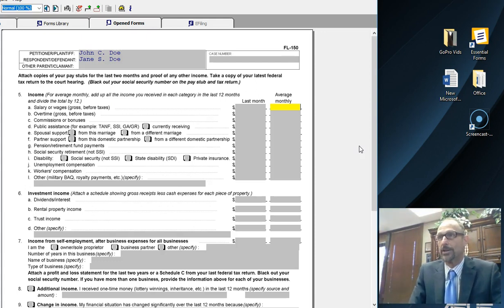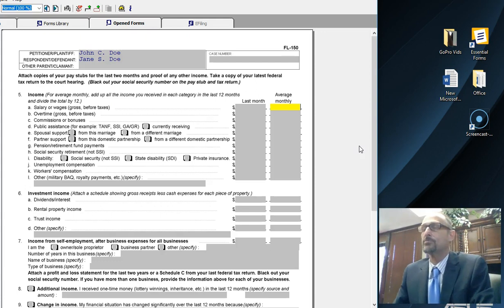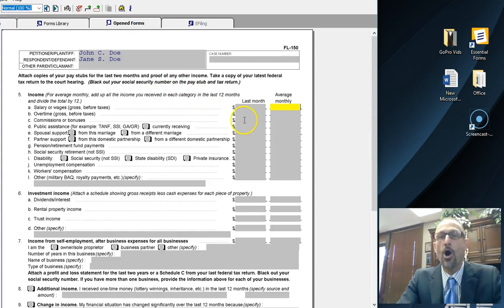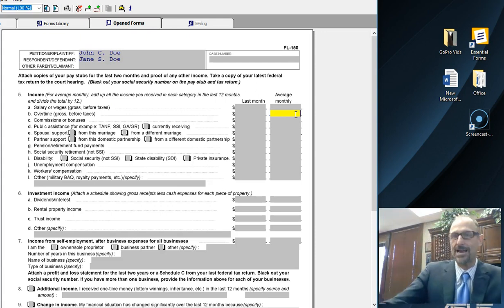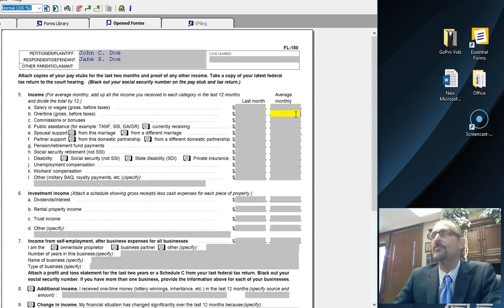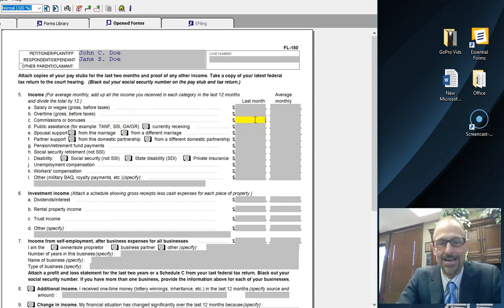Last month is what you actually made last month. The average monthly is the average for the last 12 months. All right, if you had any overtime pay, you need to put that in there. If you get the same overtime every month, which would be unusual, then your average monthly would be the same. But do the same here. Add up the overtime that you've had in the last 12 months, divide by 12, that's the average. If you had commissions and bonuses, do the same thing and put the average to the right.